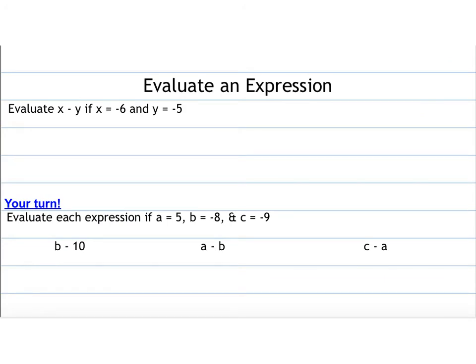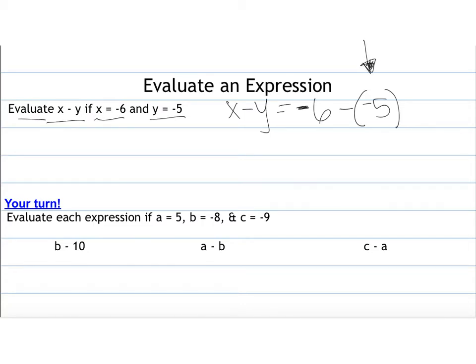Evaluating an expression. If I have x minus y, where x is negative 6 and y is negative 5, evaluate, remember, means to solve. So evaluate x minus y if x is negative 6 and y is negative 5. I'm going to rewrite x minus y. So x is negative 6 minus y is negative 5. Sometimes we can write it as just negative 6 minus negative 5. Sometimes we would put a little parenthesis around this negative 5.